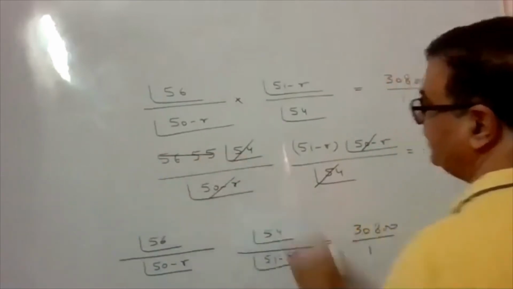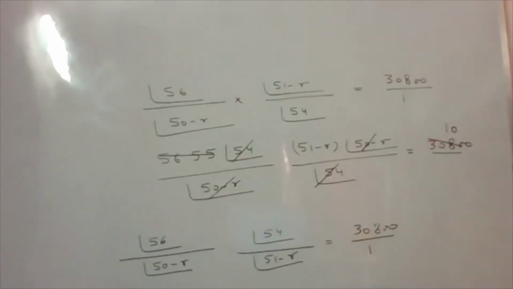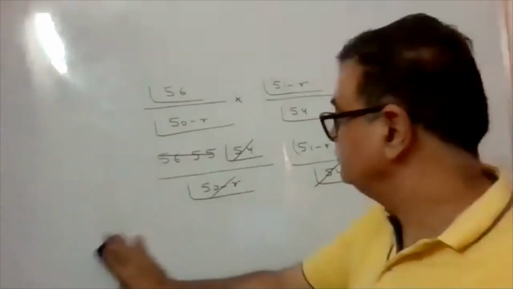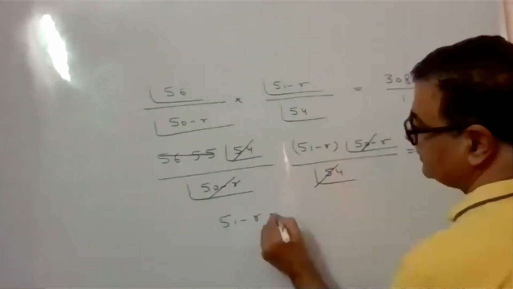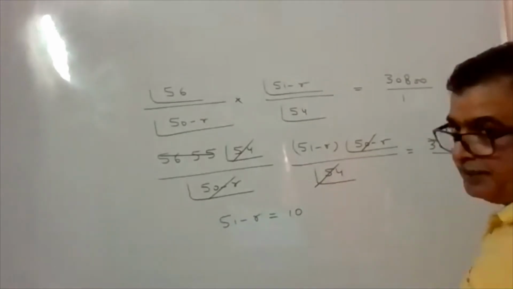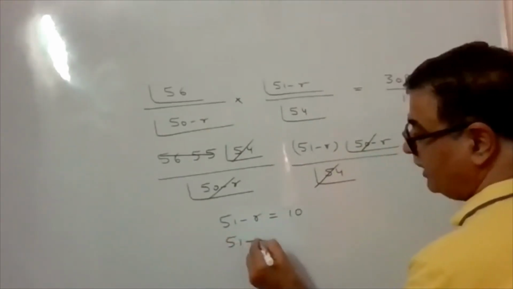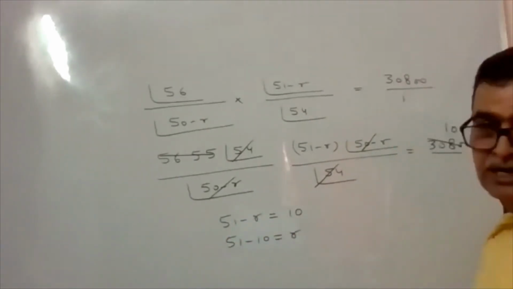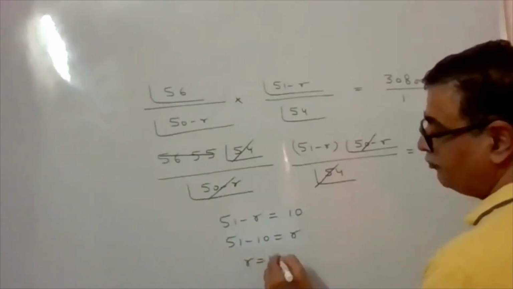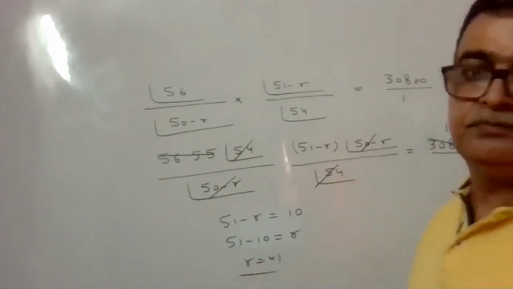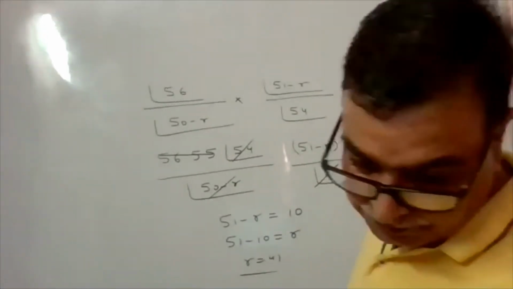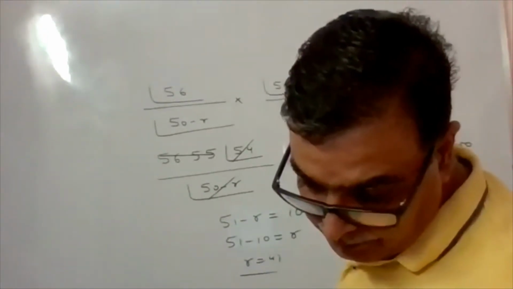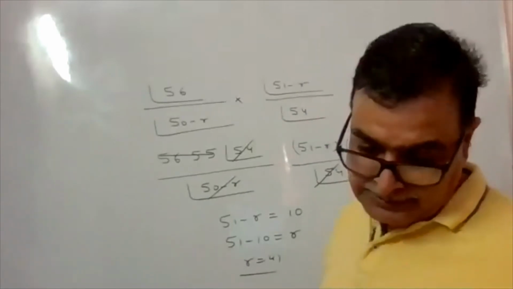So yes, sir, this can cancel out, left is 10 here. Then numerator left 51 minus R is coming 10. Very simple question now. 51 minus 10 is coming R. R is coming 41. Next question, please.